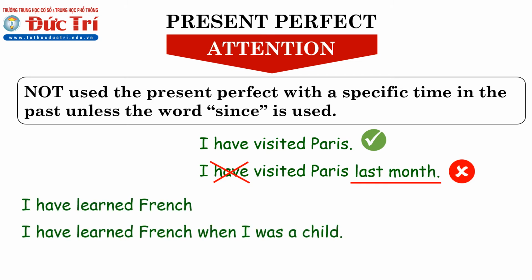The second example, I have learned French, and I have learned French when I was a child. The first sentence is correct. The second one is wrong because when I was a child is a specific time in the past. You can correct it by changing this sentence into simple past, or change the word when into since.